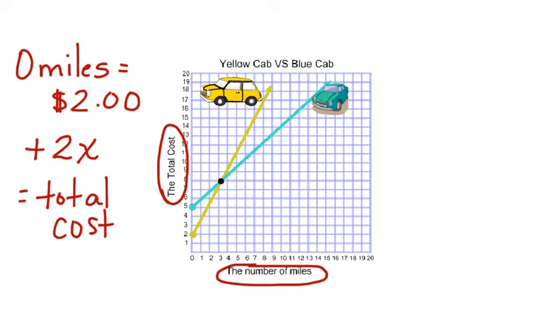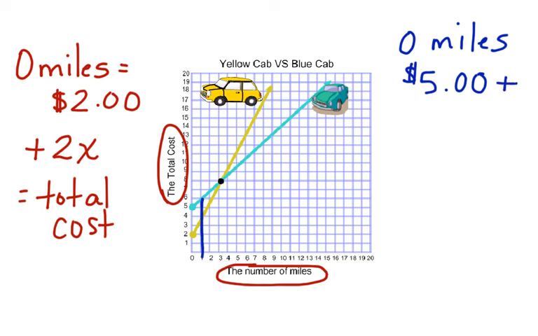Now let's look at the blue cab. If we look at the blue cab, you can see that to go 0 miles, you're going to pay $5 to start. That means that the minute you step in the cab, you're going to be charged $5. Now, for every mile after that on the blue cab, you're only charged $1. Because if you look at mile 1, you can travel right up here and see that you're only being charged $6. So plus $1 times the number of miles is going to give you the total cost in the blue cab.